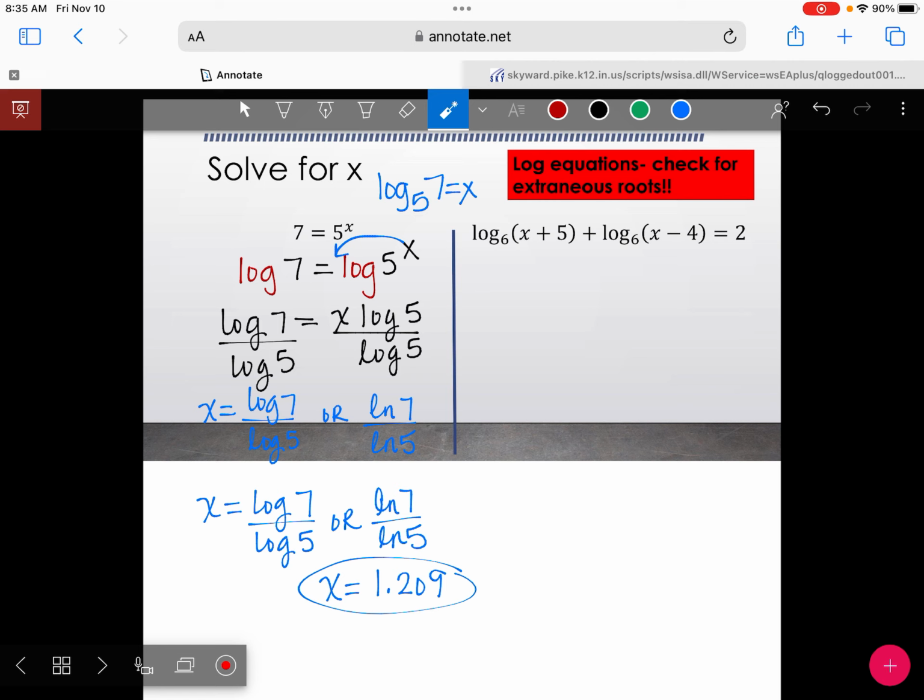Kimmy, did you have a question? Are we able to leave it as log 7 over log 5? Yep. You can also just leave it as log 7 over log 5. You do not have to give me the decimal answer. Or you could say natural log 7 over natural log 5. The only way I would take off is if you wrote it as the natural log of 7/5. That's not the same thing. It has to be written as a fraction with the natural log of 7 divided by the natural log of 5.